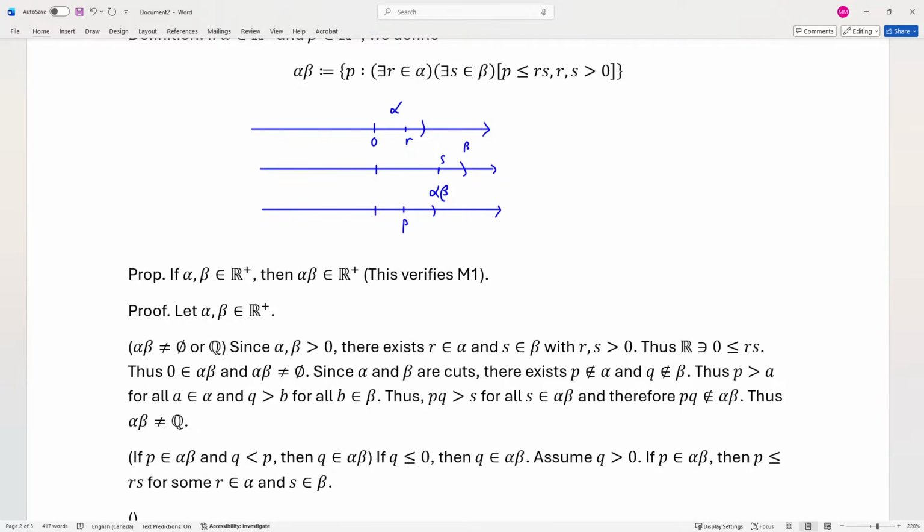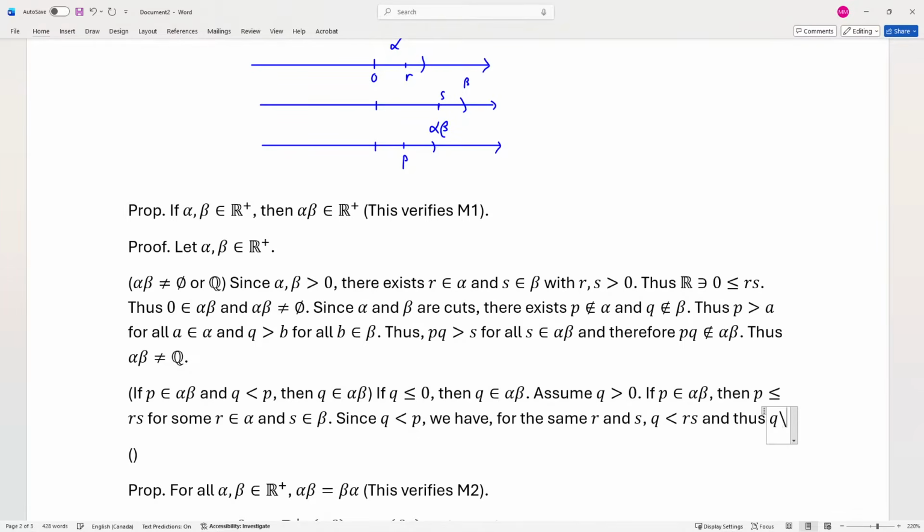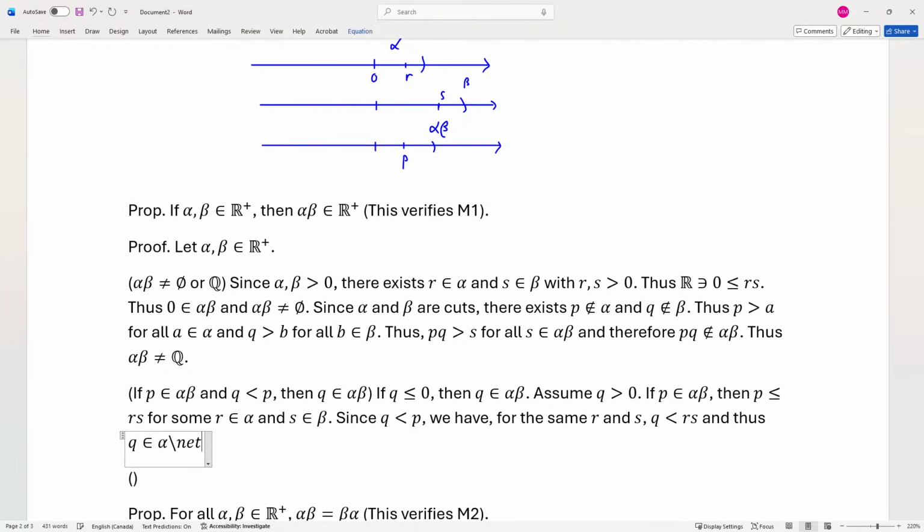Okay, so this is basically the property of P, and therefore, since Q is less than P, we have for the same R and S, Q is less than P, Q is less than R times S, and therefore satisfies the property, and thus Q is in alpha times beta. Again, very easy.